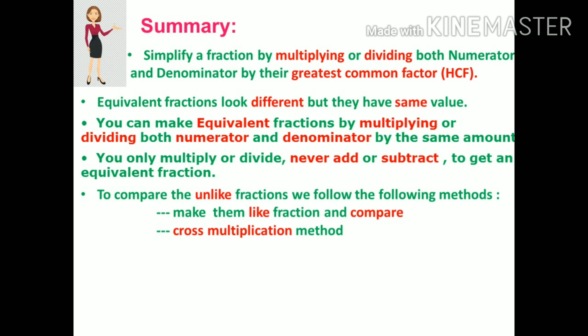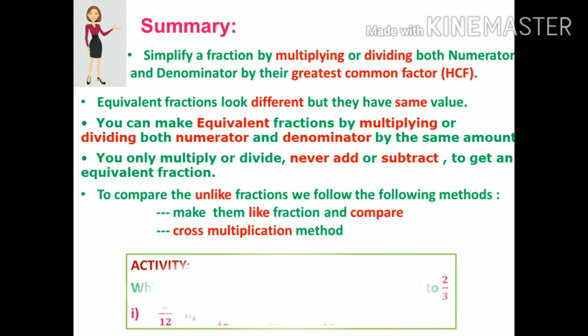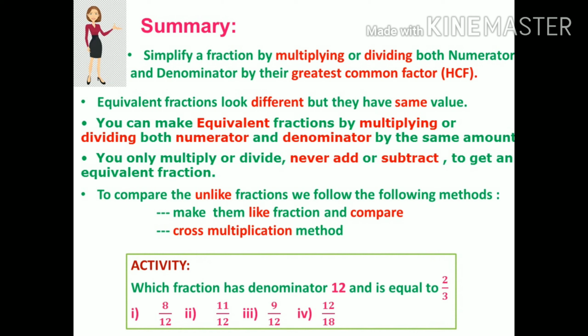To compare the unlike fractions, we follow the following methods. First, make them like fractions and then compare. Second, the cross multiplication method. Activity for you: which fraction has denominator 12 and is equal to 2 upon 3?